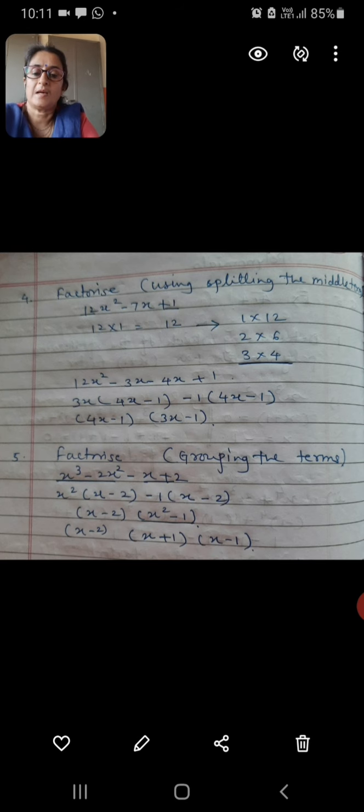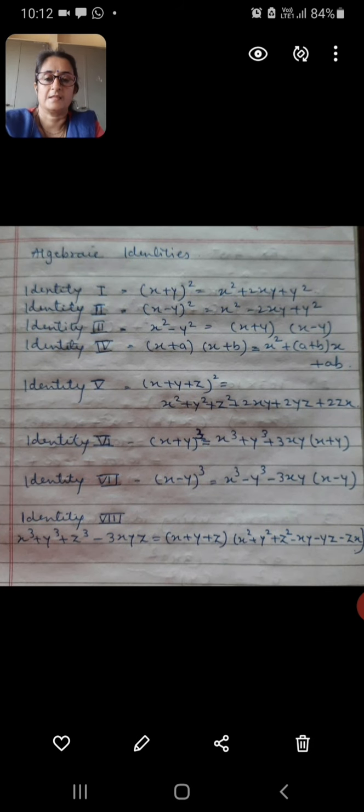Here x square minus 1, again we can divide it into two terms. We know a square minus b square is a plus b, a minus b. Using that identity, we are going to factorize x square minus 1, that is x plus 1, x minus 1. So there are three factors of the given term, that is x minus 2, x plus 1 and x minus 1. Now let us go to the next exercise.